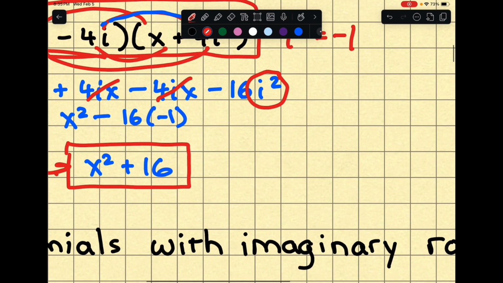So if you can imagine, just to close this point out, the graph of x squared plus 16. So here's x, here's y.